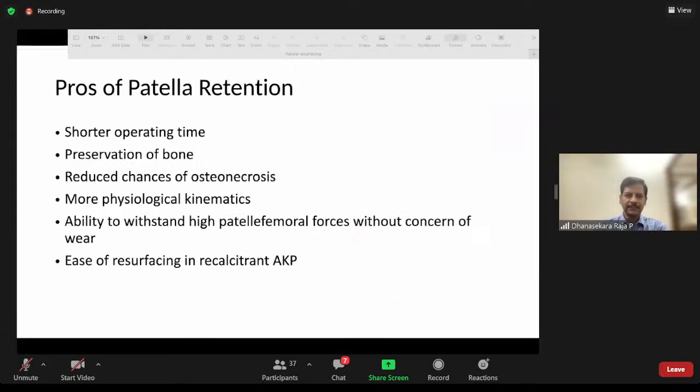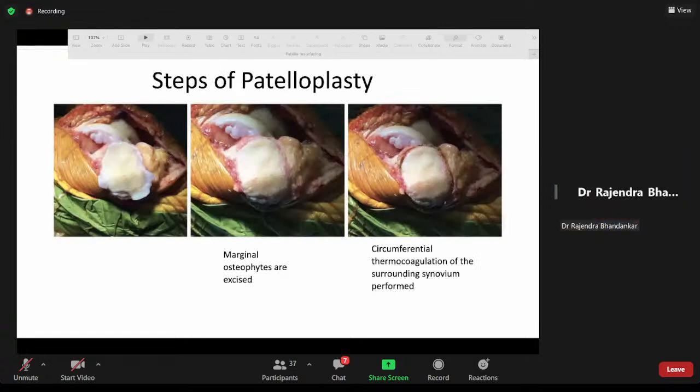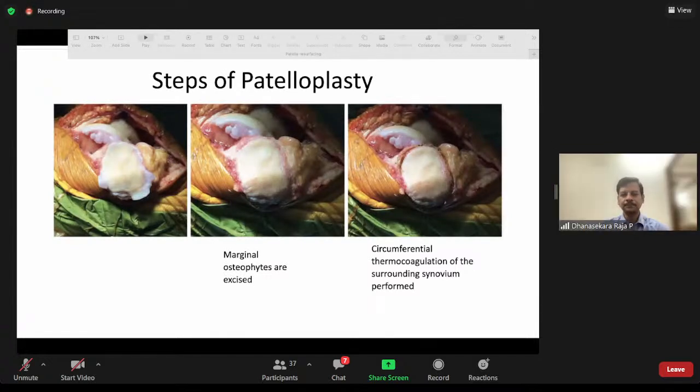So pros for patellar retention: it reduces the operating time, preserves the host bone, reduces the chance of osteonecrosis, has more physiological kinematics, ability to withstand high patellofemoral forces, and ease of resurfacing in case of recalcitrant anterior knee pain. So steps of patelloplasty.